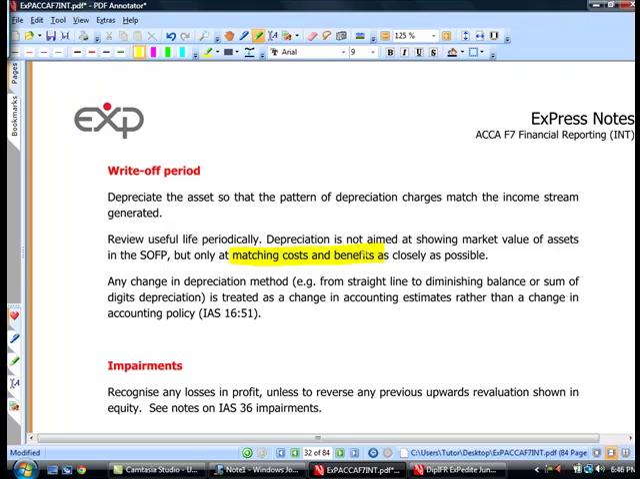So any change in the depreciation method, which can be, I don't know, sum of digits, straight line, diminishing balance method, any change in depreciation is going to be treated as a change in an accounting estimate. It's not a change in an accounting policy in accordance with IAS 8. And remember, the difference between the two is if I'm changing an accounting estimate, that will be applied prospectively, but if I'm changing an accounting policy, I will have to go back and restate.